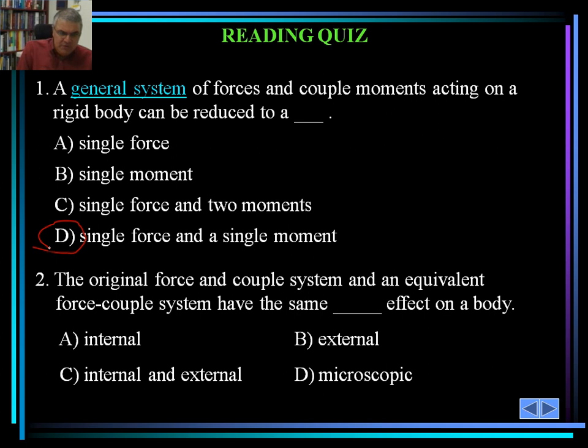Number two, the original force and couple system and an equivalent force couple system have the same external effect on a body. Again, if we have the original force and couple system and an equivalent force couple system, they should have the same external effect on a body, otherwise we really cannot call them equivalent if it has a different effect on a body.